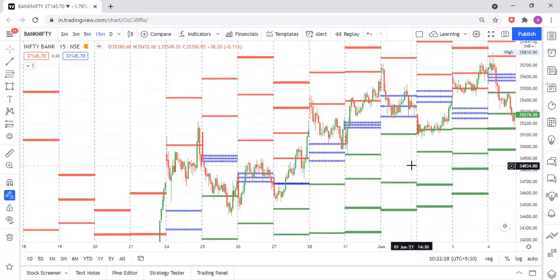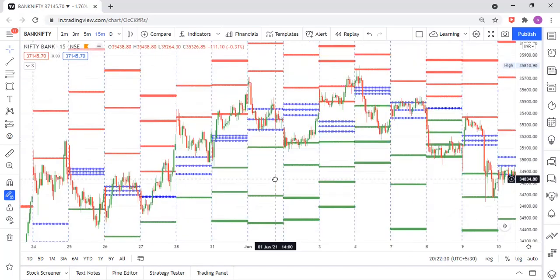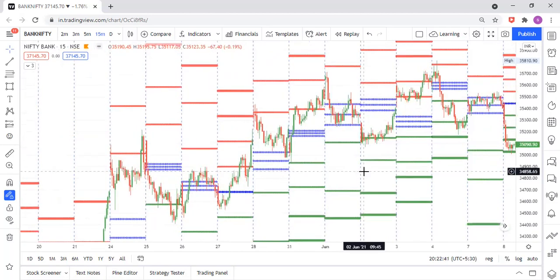All right, so this is all about the ascending and descending CPRs that will help you understand what kind of market you are trading in. And based on your risk appetite, see what is the risk you can take for every trade before you execute any trade.